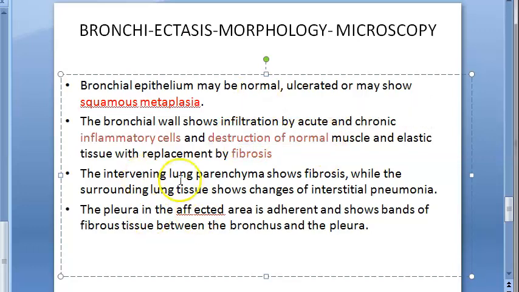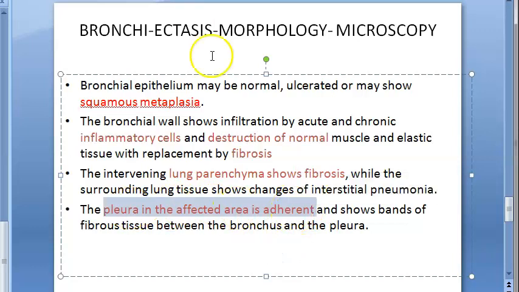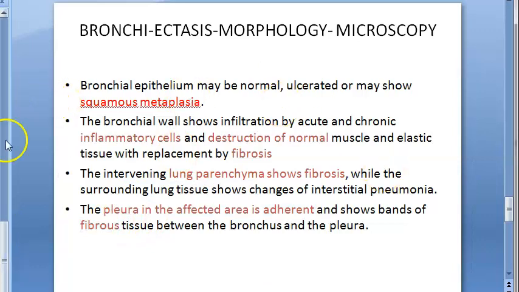Fibrosis. The lung parenchyma will be reduced and it will become fibrous. That also you will know. Then the pleura, we told you the pleura also will get fibrous and it will get adherent to the chest wall. This also you know. That's alright, that completes the microscopy also. So, we are done with the microscopy of bronchiectasis also, guys.